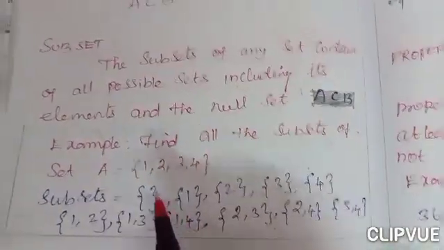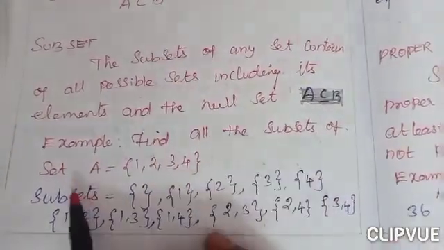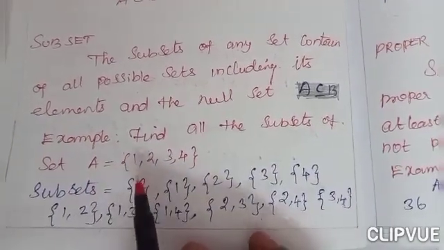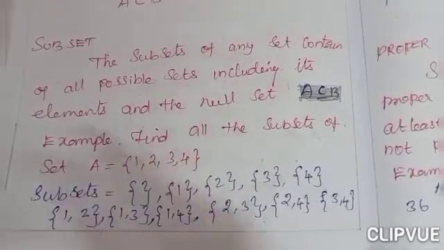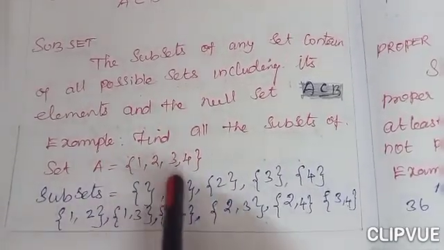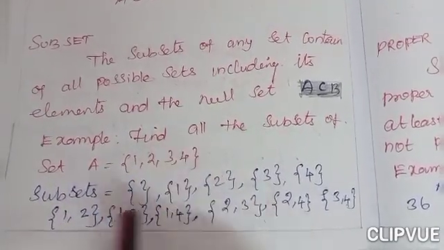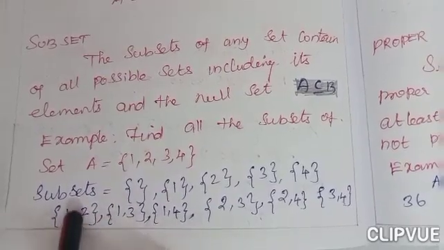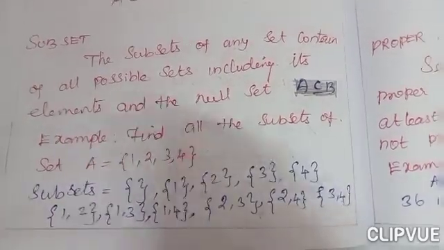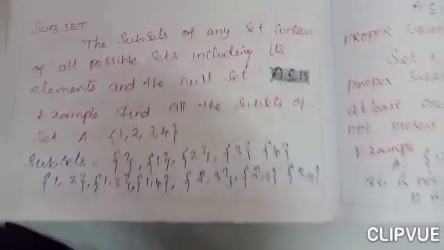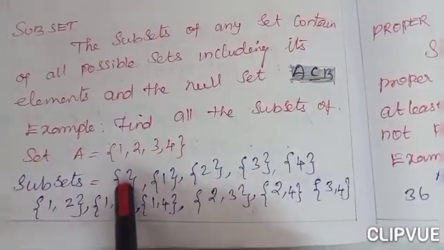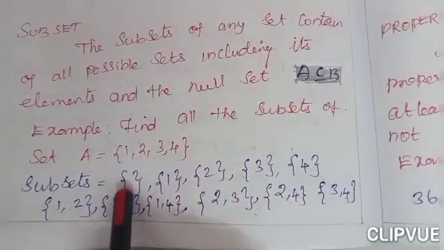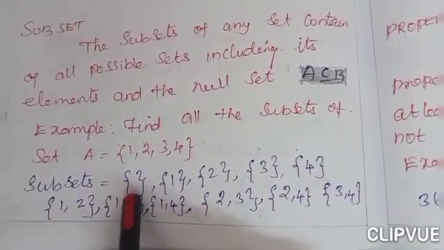Look at one example. Find all the subsets of set A. Set A has the elements 1, 2, 3, 4. Here, as I already mentioned, only one set is given. In that case we are going to write the subsets of the given set. How, sir, are we going to write the subsets? Very simple. The null set is also a subset of a given set. So first we always have to write the null set.